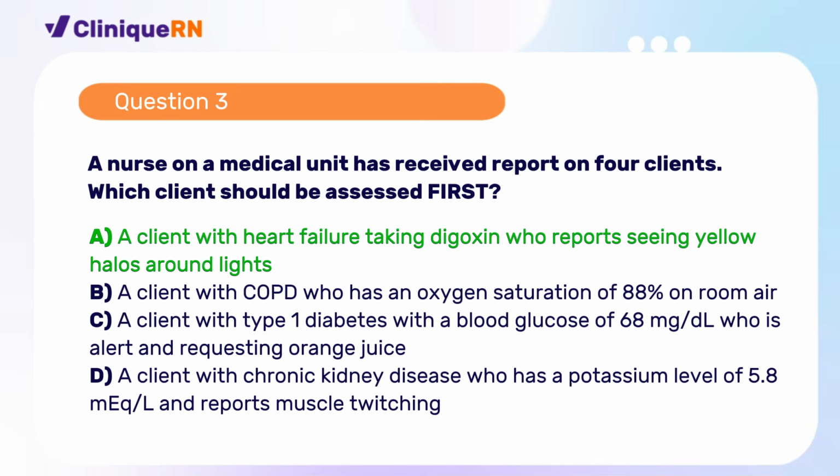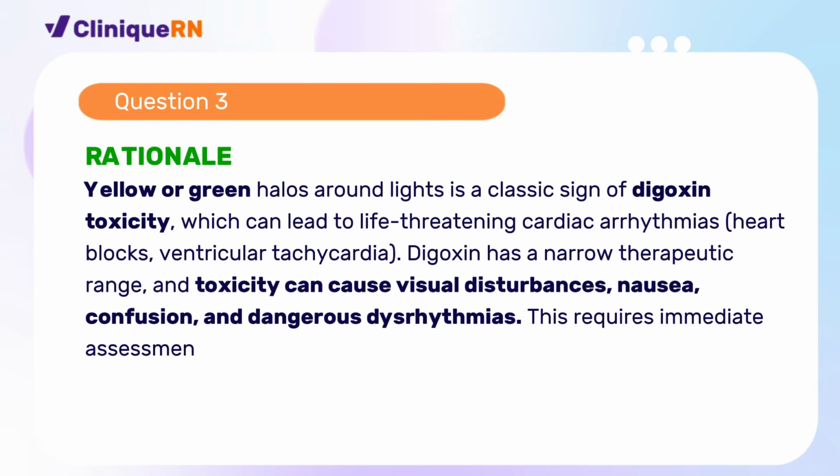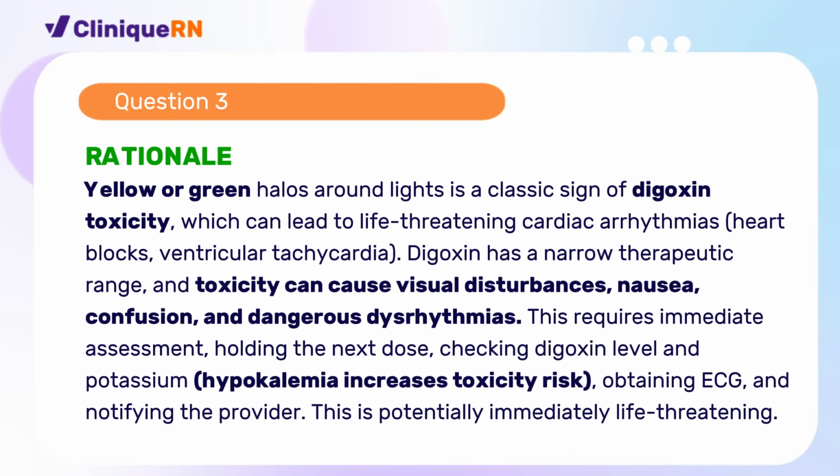The correct answer is A. A client with heart failure taking digoxin who reports seeing yellow halos around lights. Rationale: yellow or green halos around lights are a classic sign of digoxin toxicity, which can lead to life-threatening cardiac arrhythmias, heart blocks, ventricular tachycardia.